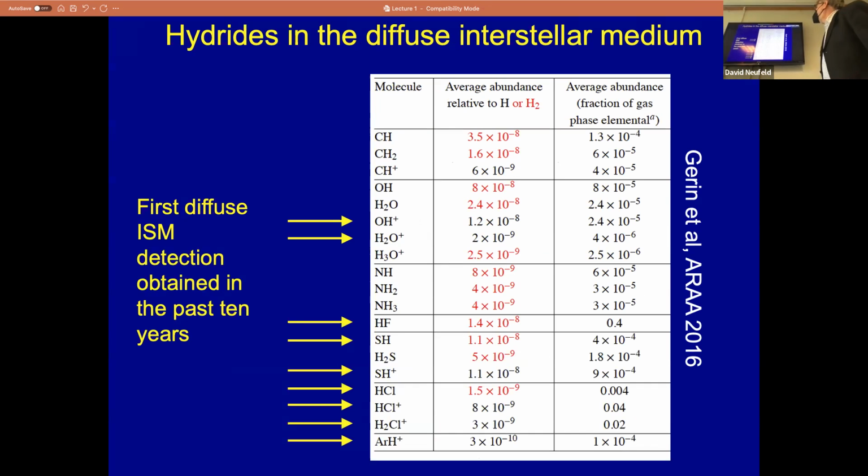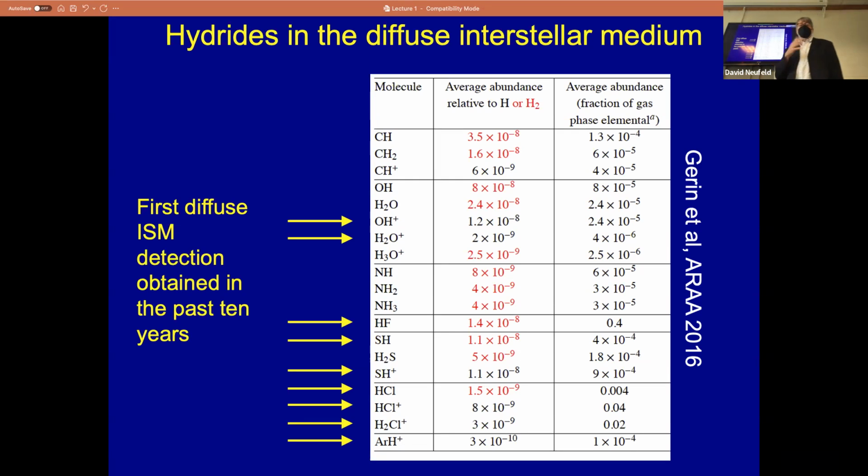And this table shows that in most cases, most of these hydrides that we can measure only contain a small fraction of the heavy element that accompanies hydrogen. So there are 3 hydrides of carbon in this table, 5 hydrides of oxygen. The left column shows the abundance, the number by number, relative to either atomic or molecular hydrogen.